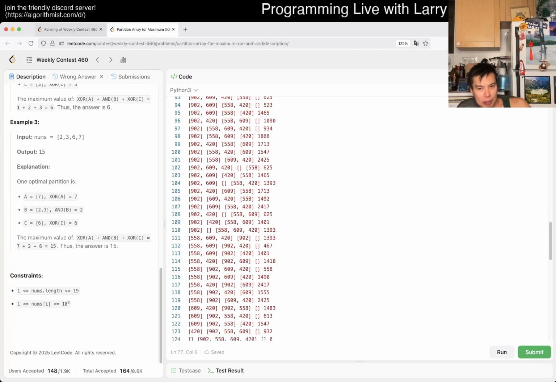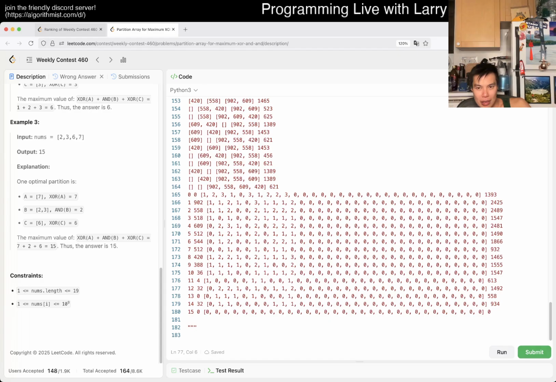In this one, the optimal one is 902. But that's not the case here, right? Okay, let's think about this. If you want an N, if we are able to greedy on N, what would that look like?